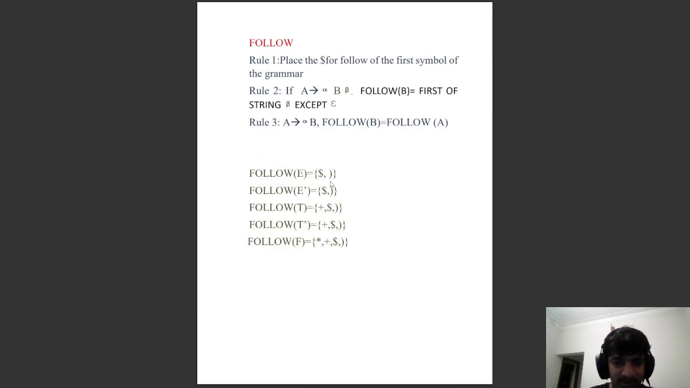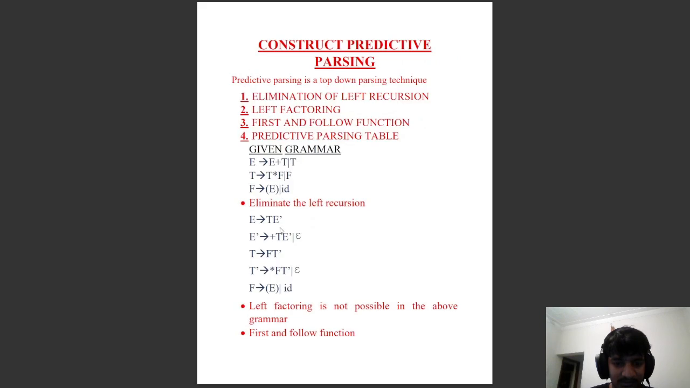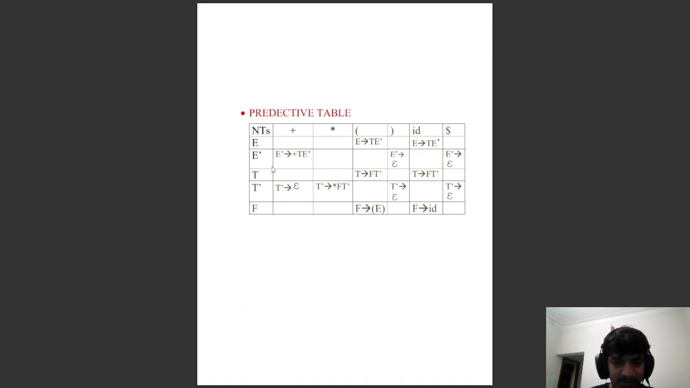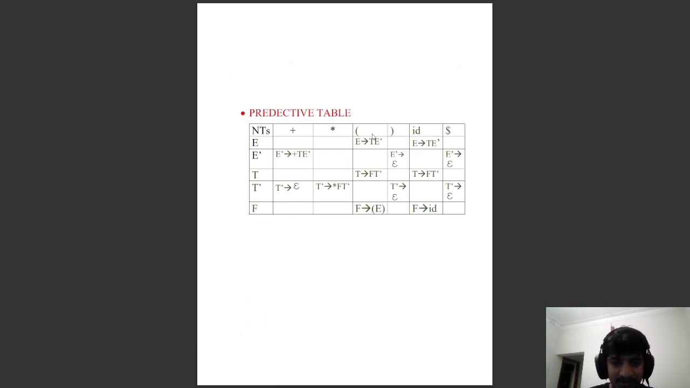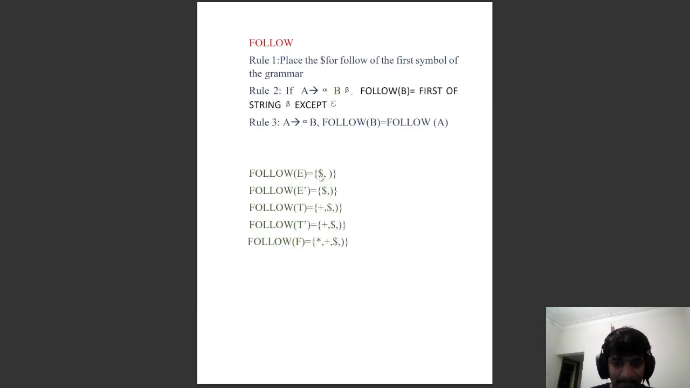So for E here, we first see the first of E, that is opening bracket comma id. So we fill this grammar in the opening bracket and the id slot. As you can see here, it's given here. So E tends to T E dash is there for opening bracket and id.